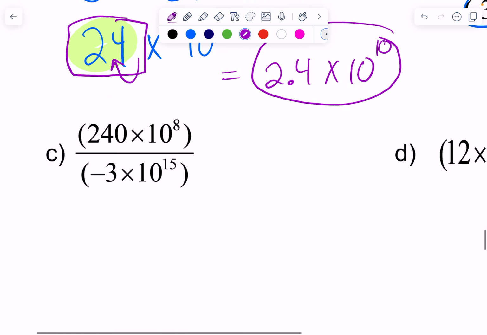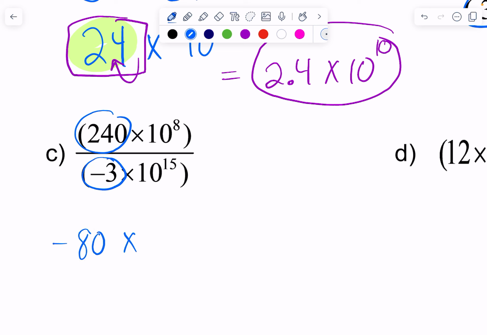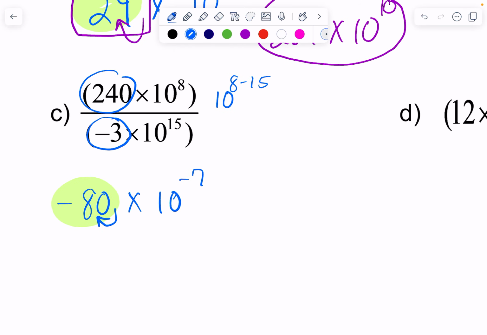Okay, 240 divided by negative 3 is negative 80, times 10 to the, please remember that when you divide the same base, you keep the base and subtract the exponent, so that becomes 10 to the negative 7. Please remember that negative 80, the absolute value of that is larger than 1. So I'm going to have to move the decimal 1 to the left, and I'm going to add. Why am I adding? Because the original number was larger than 1. So negative 7 plus 1 becomes negative 6.